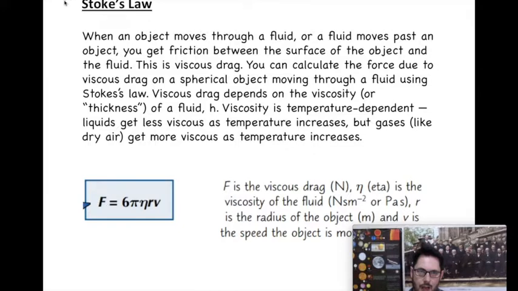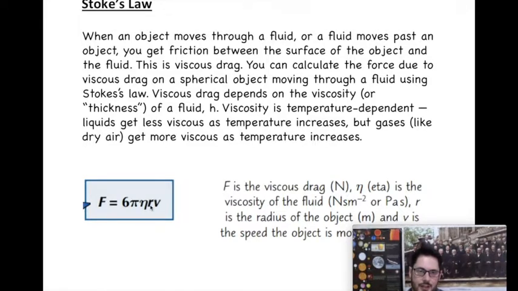Stokes' law, this is the law that enables us to calculate the viscous drag force acting on an object as it moves through a fluid or as a fluid moves over it. So 6 times pi times eta times r times v. 6 times pi we know, times eta, which is the viscosity, the thickness of the fluid, is going to be a value. The thicker the fluid, the higher the viscosity.